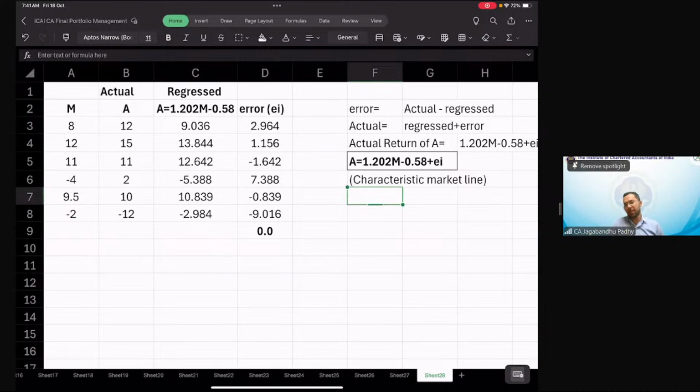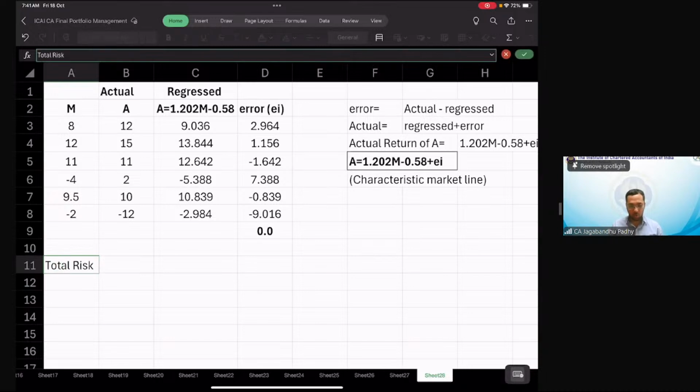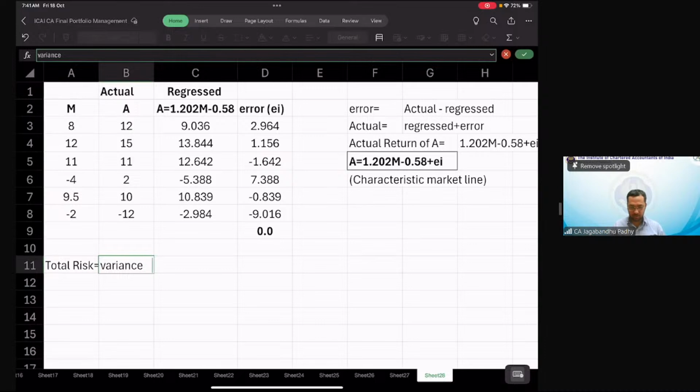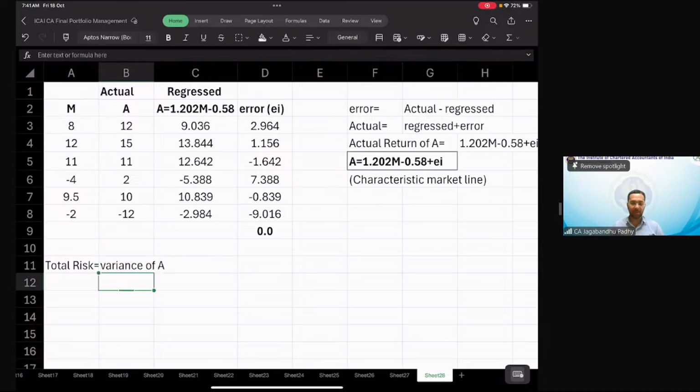Now, how do we really go about calculating the systematic and unsystematic risk? For that, we need to understand what total risk is and what systematic risk is. See, total risk, understand, total risk is the variance of A.